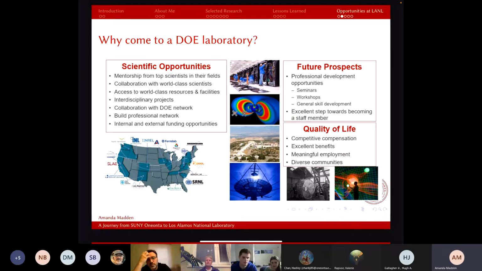Another neat thing is there's collaboration within the DOE network. So I've collaborated with folks at Sandia, Livermore, Jefferson Lab, Brookhaven. I think that's it. But PNNL now, Pacific Northwest National Lab. You're effectively multiplying your network by a factor of 12 just by coming into this DOE fold, which helps you to build a professional network. And another thing is there's a lot of internal as well as external funding opportunities.